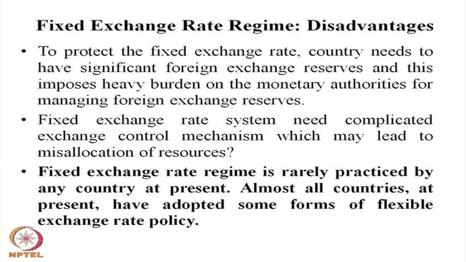A fixed exchange rate system needs a complicated exchange control mechanism, which may lead to misallocation of resources, because practicing a fixed exchange rate means you are not allowing market determination of the exchange rate regime, meaning market forces are not deciding the actual value of the domestic currency, and this may lead to misallocation of resources, because the monetary authority is intervening in the foreign currency market every moment to keep the foreign currency rate constant, and there are many sources of utilization of foreign currency assets, but these assets are being sacrificed to maintain the fixed exchange rate regime.